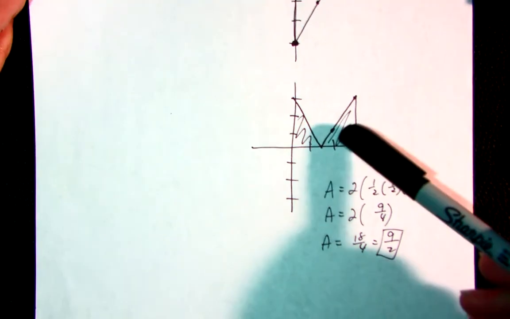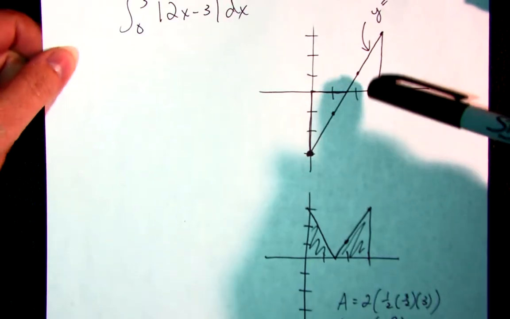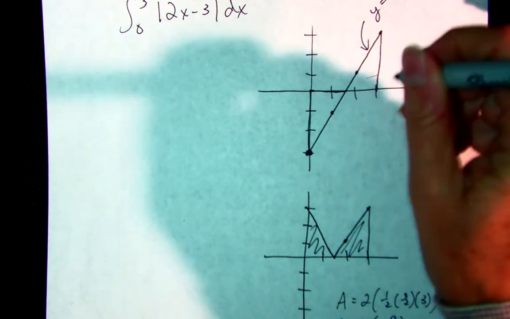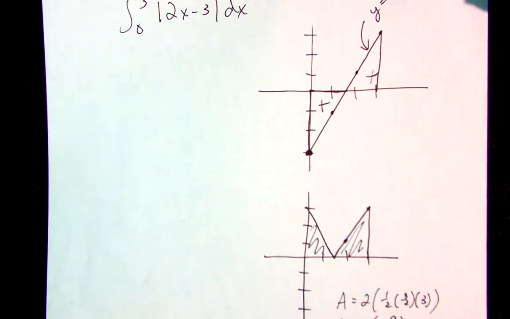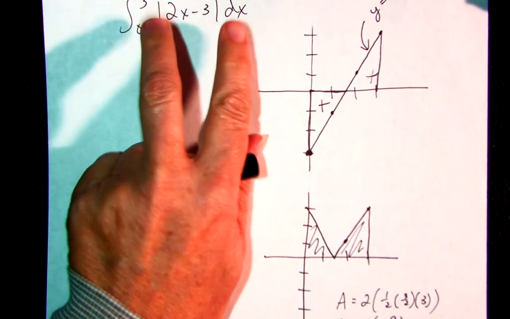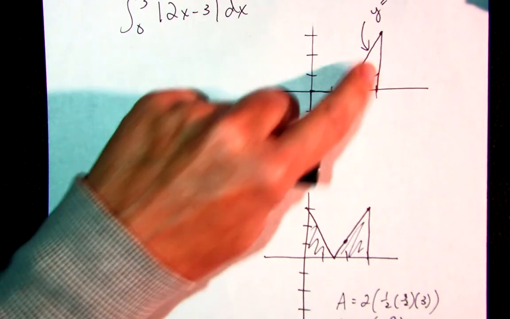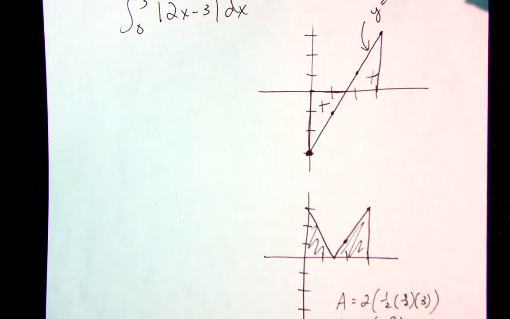So I can see it like this, and then I have to know that this is positive, and with the absolute value, this is also positive. It's only when there's an absolute value. If there's no absolute value, that's negative and that's positive.